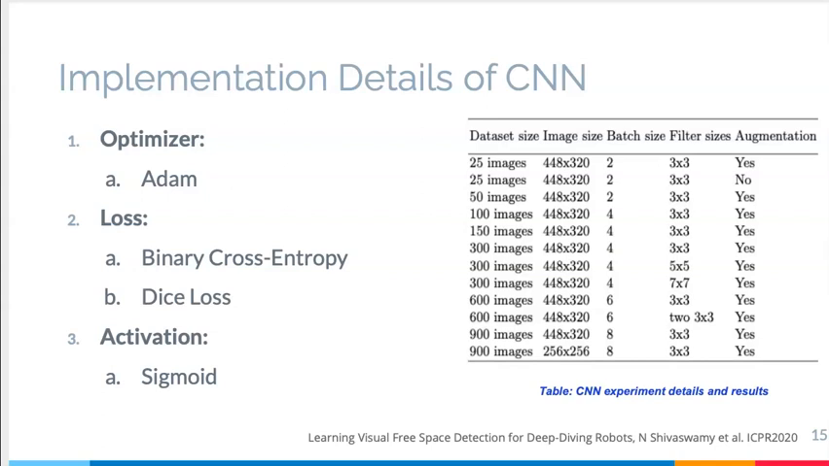For implementation, we've used Adam optimizer, binary cross entropy, and dice loss as loss functions. Then we have the sigmoid activation function. Overall, we collected a set of 1,000 labeled images, which we subdivided into 900 training images and 100 test images that do not include training images. We have experimented with different dataset sizes, image size, batch size, filter sizes, and also augmentation.